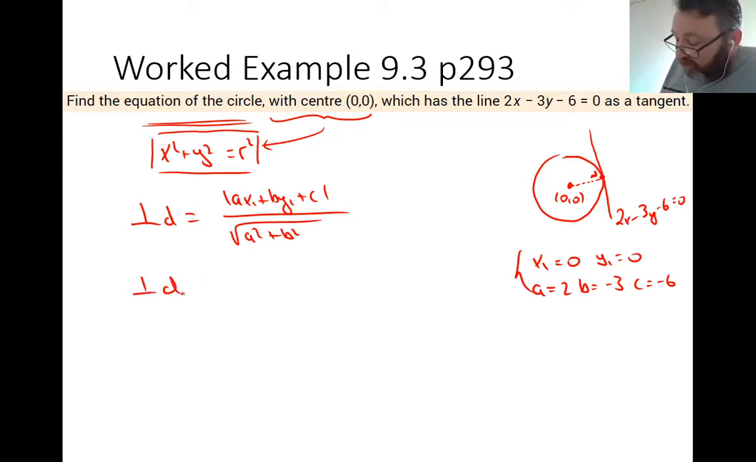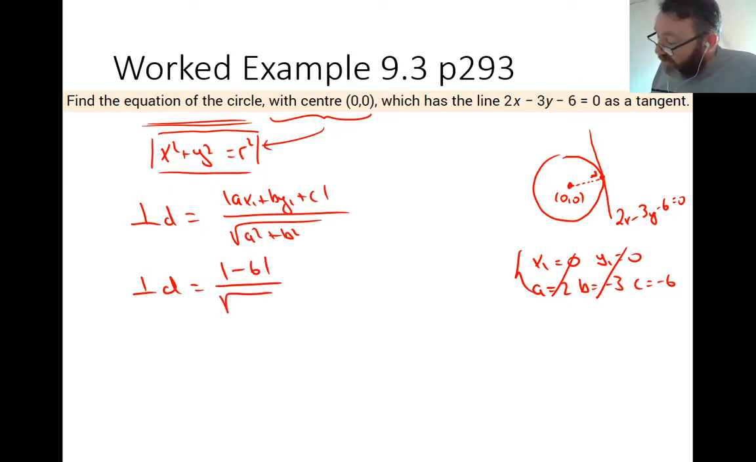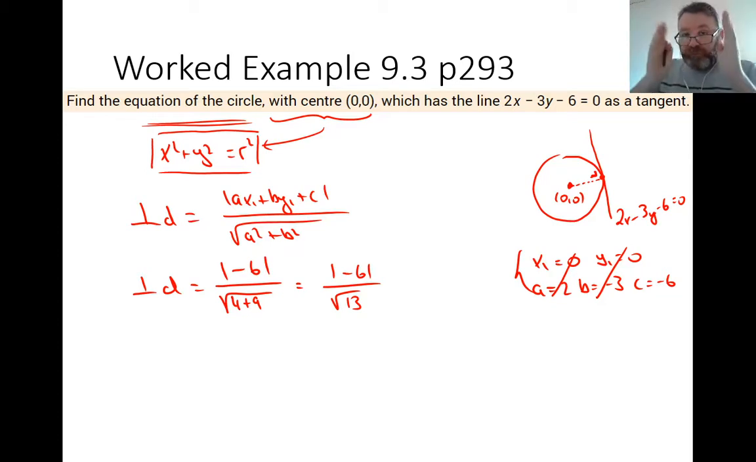So what's the perpendicular distance? The perpendicular distance is ax1, 2 times 0, gone. by1, gone. Plus c, which is minus 6, all over the square root of a squared, which is 4, plus b squared, which is 9, giving me the absolute value of minus 6 over the square root of 13. Now, remember what the absolute value means? The absolute value simply means that you take the positive aspect. So even if the number inside the two straight lines is negative, you take it as positive. So therefore the answer is 6 over root 13.